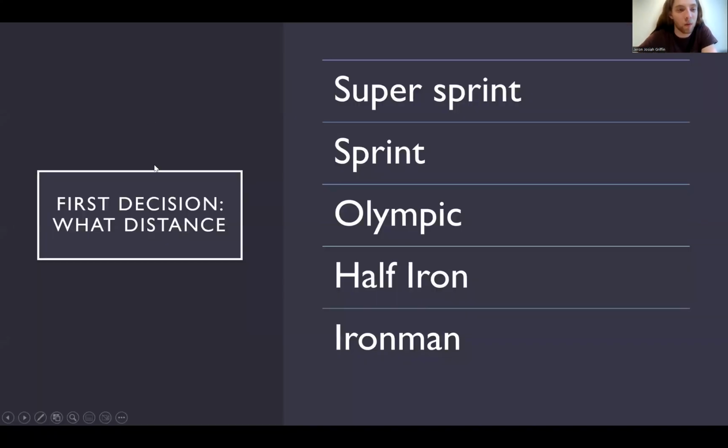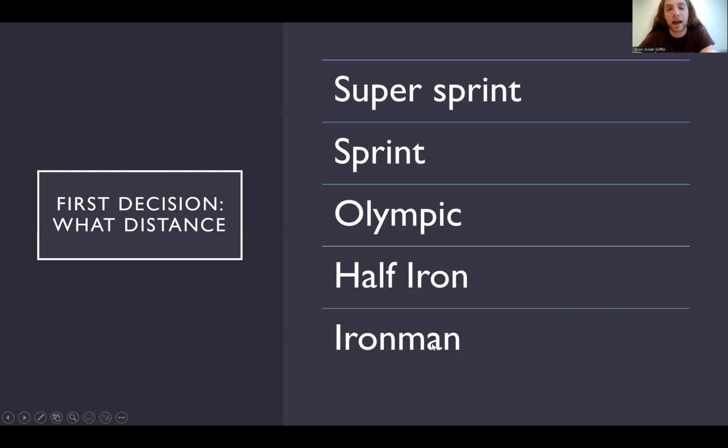So first off, what distances? I think there's probably five main distances. I'm sure there's stuff in between. But it starts with the shortest, the super sprint. That's about a quarter mile swim, and then a 10 kilometer bike, so that's about 6.2 miles, and then a 2.5 kilometer run, so that's about 1.5, 1.6 miles. Sprint is double that. Olympic is double the sprint.